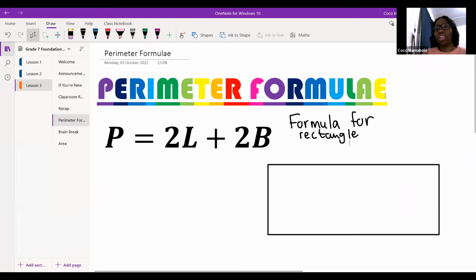Good. Silas already caught on. It's length and breadth. Now, if I said to you guys that this side over here, my length, is 6 centimeters long, and my breadth is 3 centimeters long, who can tell me what is my perimeter? Let's use the formula that we were just using now. Perimeter is equal to, can I get a volunteer?